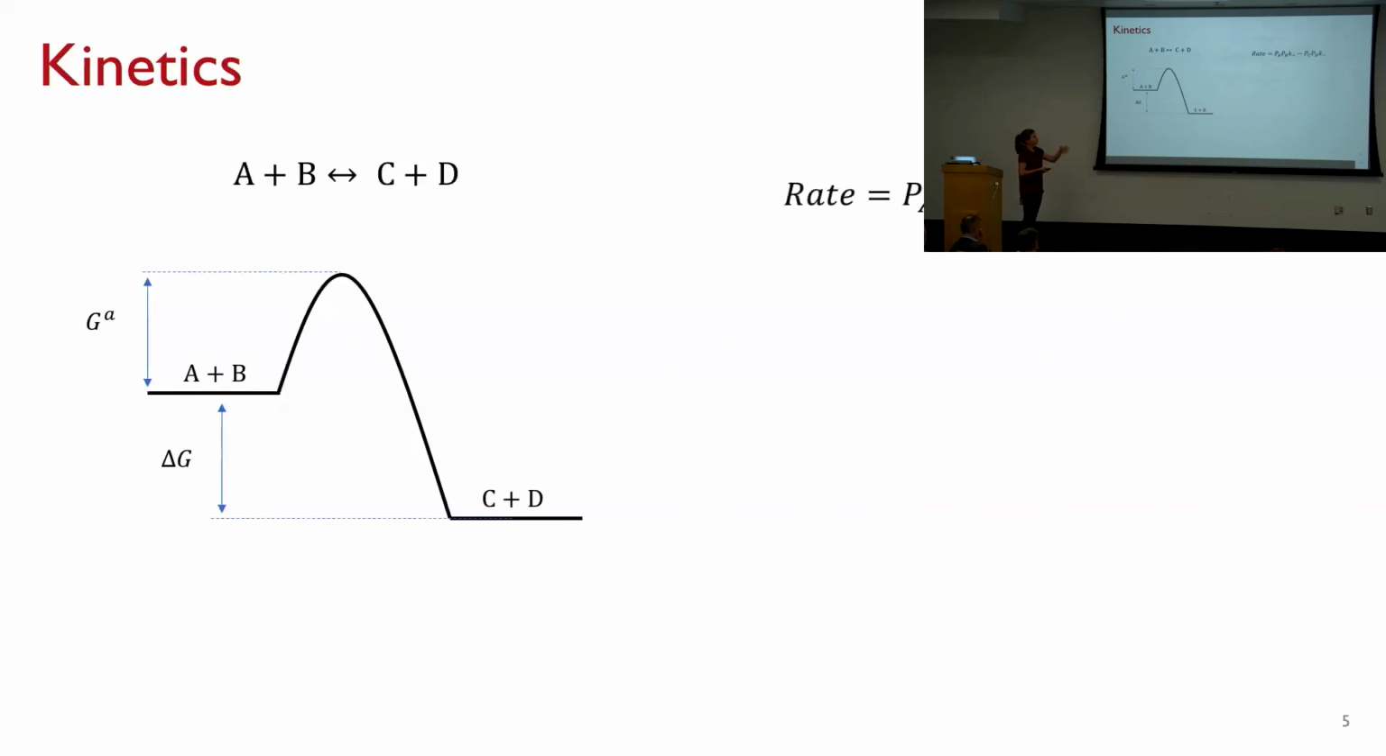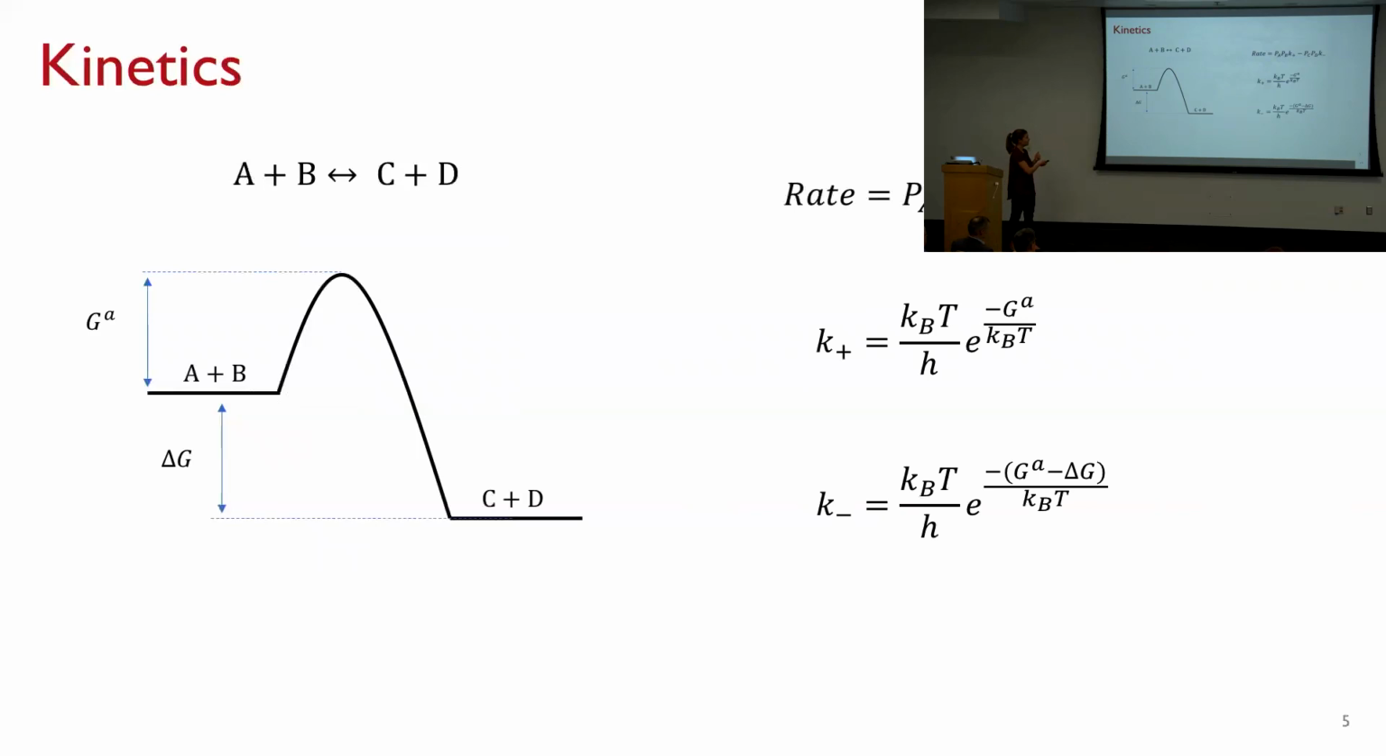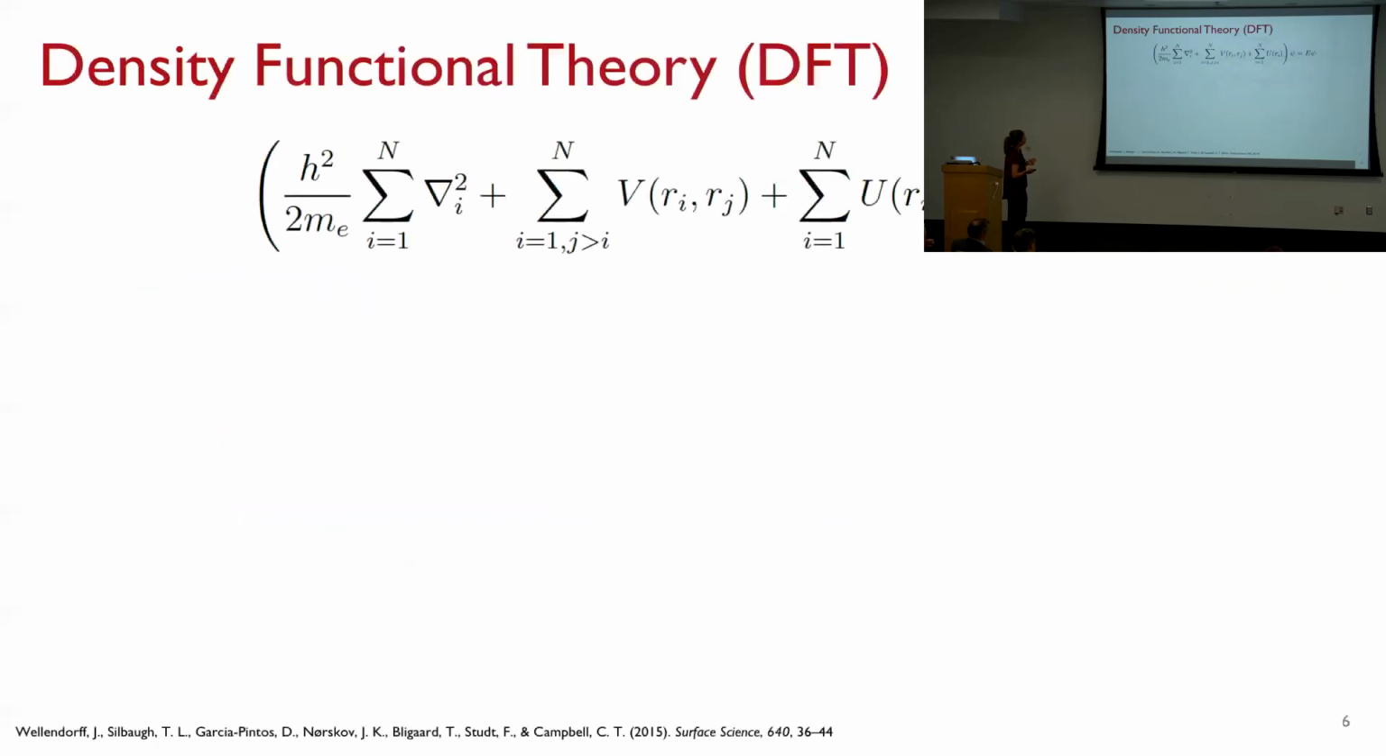We can write the rate of going from our reactants A and B to our products as the partial pressures or concentrations of A and B times the molecular rate constant in the forward direction, minus the partial pressures of the products times the molecular rate constant in the reverse direction. These molecular rate constants are written here, and we can see that they're a function of temperature, constants, and of course these two quantities, the free energy of activation and the thermodynamic driving force.